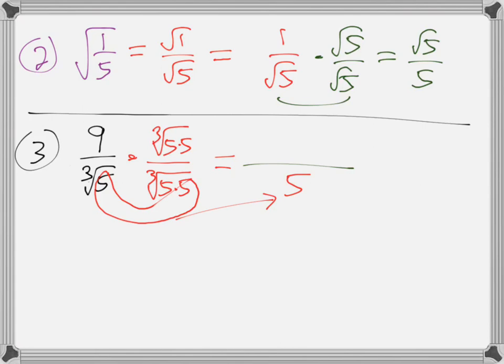And then what happens on the top? Can that 9 multiply those 5s? No, he's an outsider. And they just stay inside. They just make 25 and we're done. That's it. What did we do? We got rid of the root from the bottom.